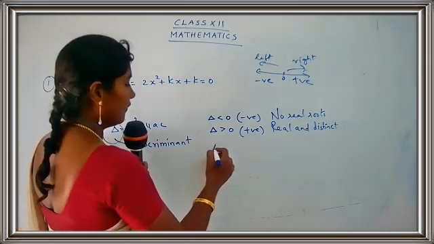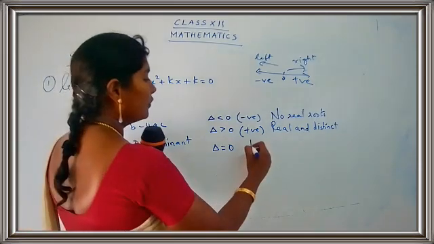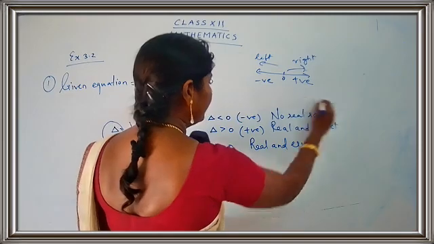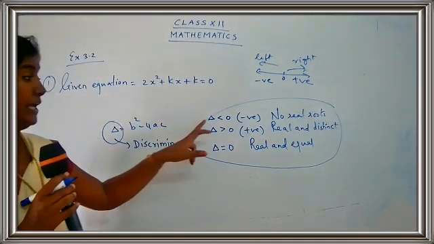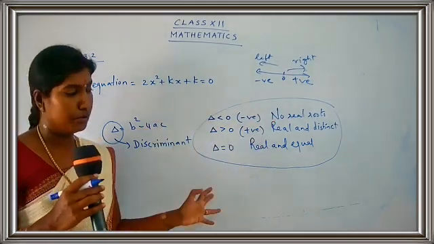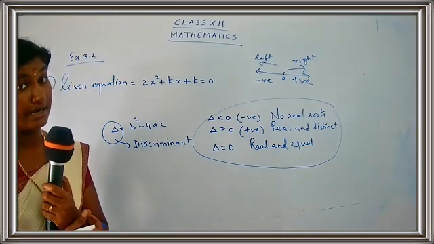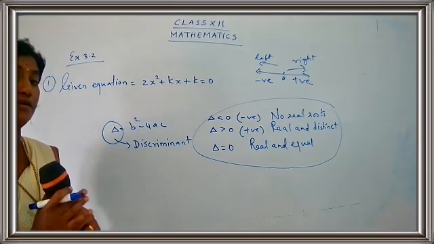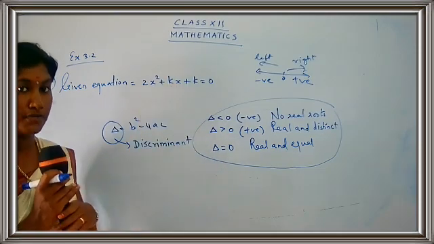And one more thing, if the value for delta is equal to 0, the roots will be real and equal. Already we have written down this point, just for the first sum we need these points. So if you get a negative value, you have to say it has no real root. If delta is greater than 0, the roots are real and distinct. And if delta is equal to 0, the roots are real and equal. You have to keep these three things in your mind and proceed with the sum.